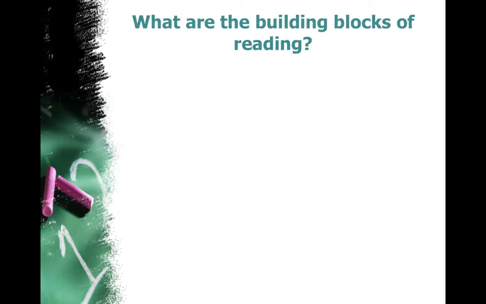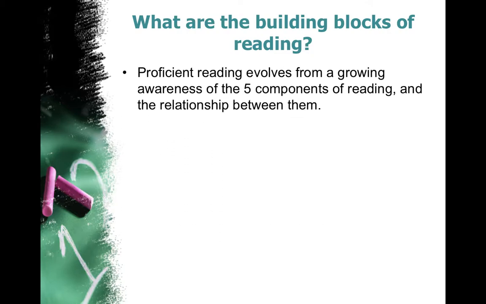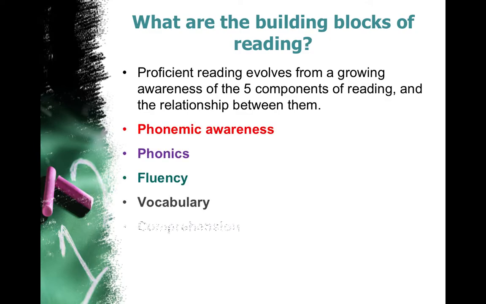So to get started, we're going to look at what are the building blocks of reading. So proficient readers evolve from a growing awareness of the 5 components of reading and the relationship between them. We have phonemic awareness, phonics, fluency, vocabulary, and comprehension.